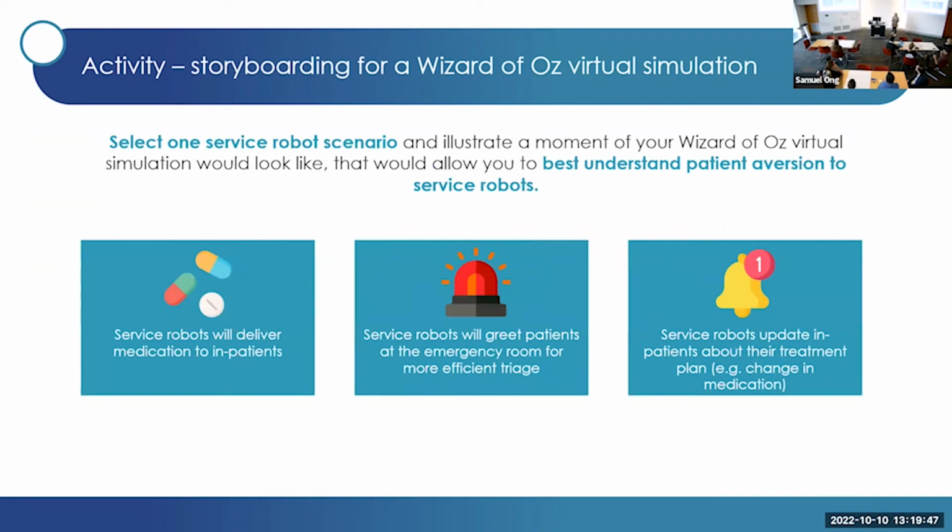What you're going to do, and this applies to online as well, is select a service robot scenario and illustrate a moment of the Wizard of Oz virtual experience that you would like to exemplify that main interaction with the service robot. You can imagine it, completely up to you, in order to understand the aversion customers have to that overall service robot experience. So for the medication component, you could choose the moment of the patient actually receiving the medication from the robot and interacting with the interface. Or potentially the service robot greeting at the ER: when they come to the ER itself, what are they presented with, that kind of thing.